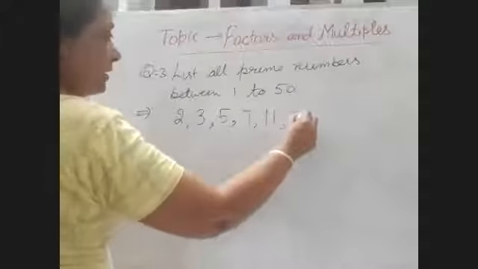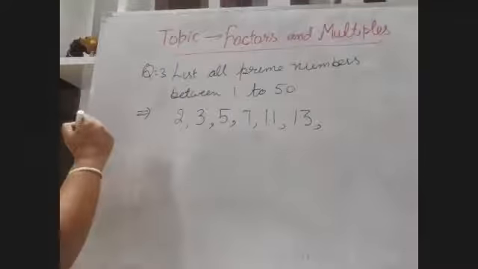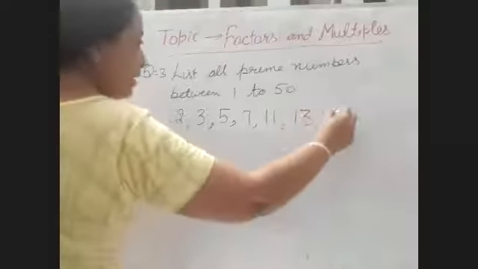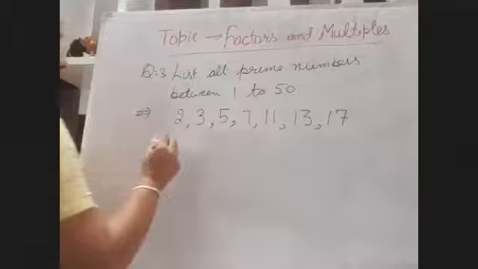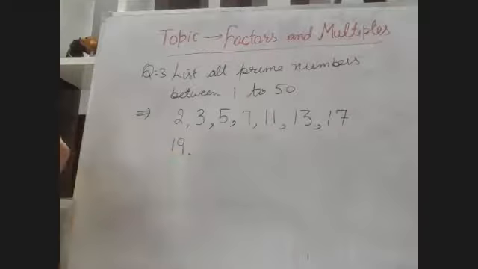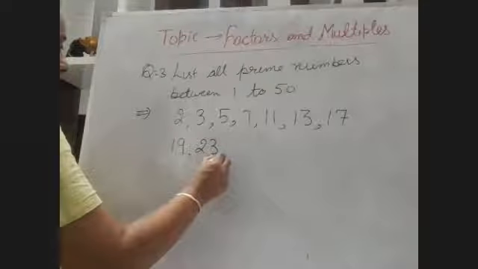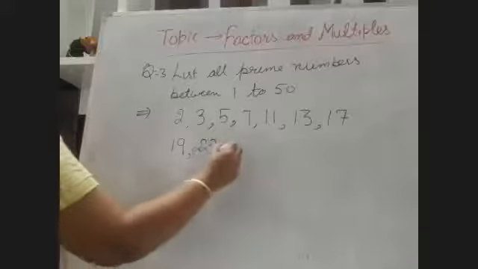Next number is 13. 11, 13. Next is 17, 19. Then 20, 21, 22. These all are composite numbers. Next number is 23. Next is 29.